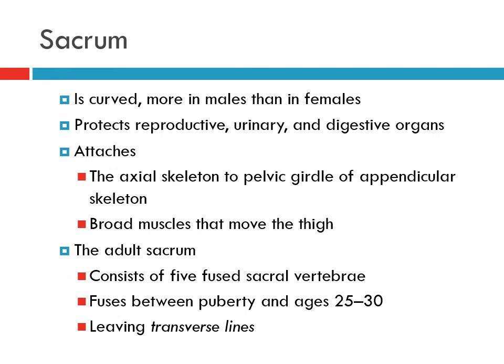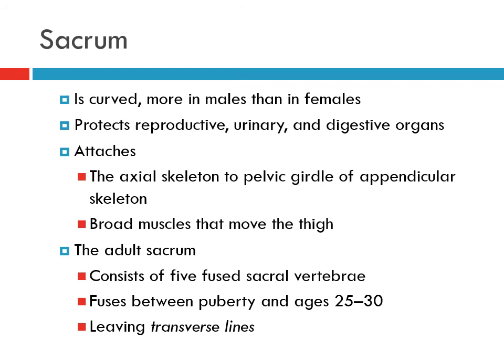The sacrum is a large curved bone. It's a flat bone, so it has two parallel surfaces. It protects your reproductive system, urinary system, and digestive organs. It attaches the axial skeleton to the pelvic girdle of the appendicular skeleton. So the coxal bones make up the pelvic girdle along with the sacrum. So that's what's connecting the axial skeleton to the appendicular skeleton of the legs.